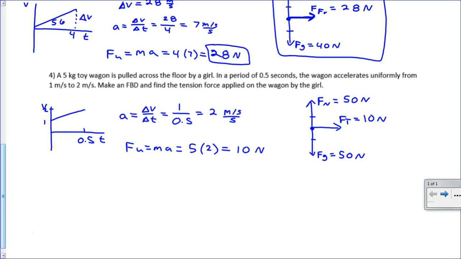Okay, there are going to be some more problems that come along like this, incorporating the force diagrams and the Fu equals ma equation, and also the velocity versus time graph or the other motion graphs. And so try and get a good sense of how these all work together. And if you're confused by any of this, make sure that you stop in and ask.